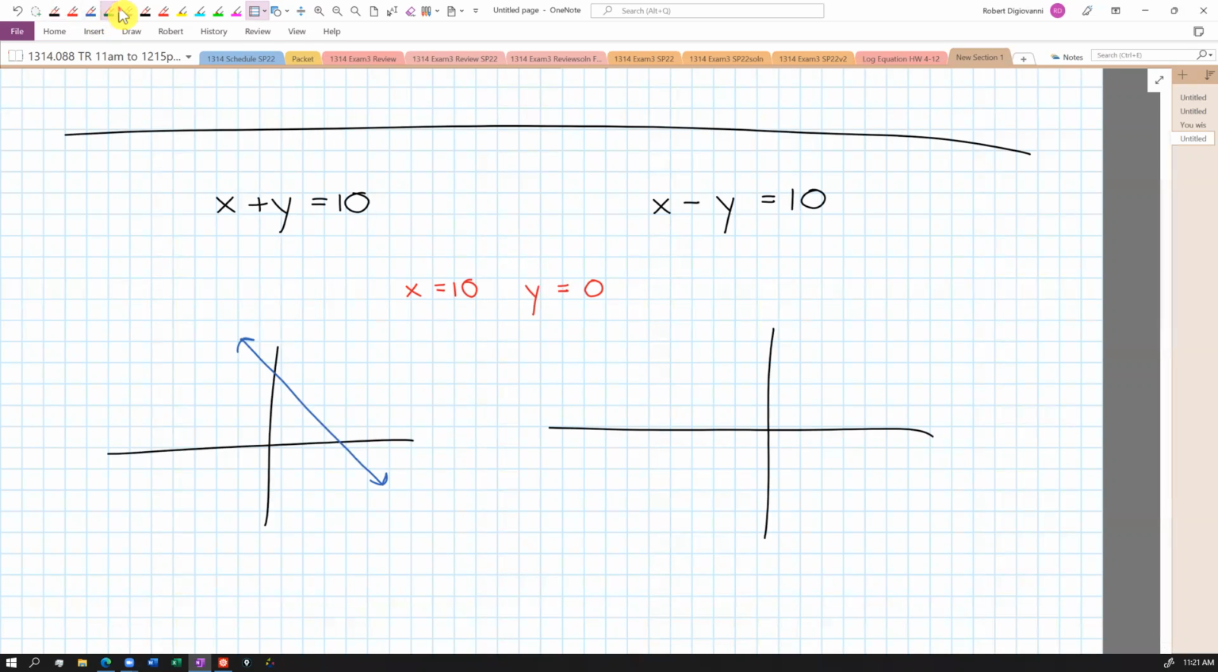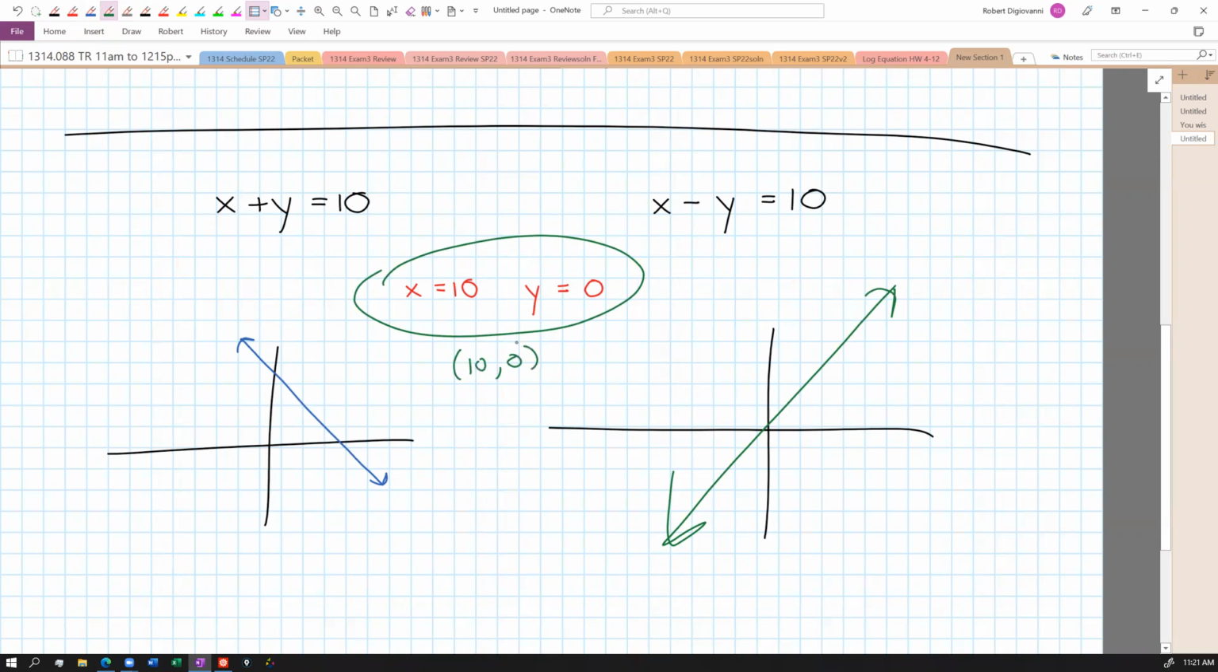I'm not sure what it'll look like. We'd have to go through and graph it, but let's just imagine we have another line here. What do you think this point 10, 0 is? Graphically, what do you think it represents? Where those two lines would hit each other.